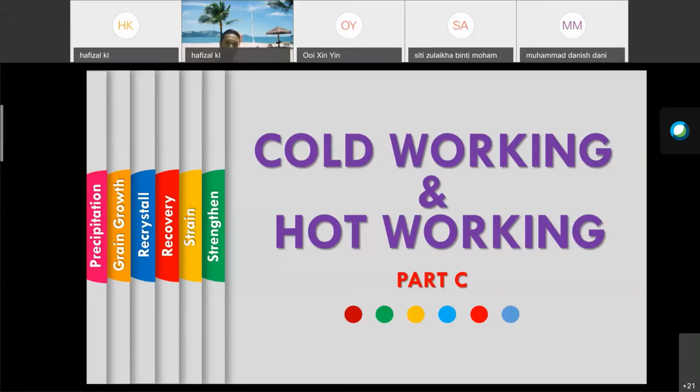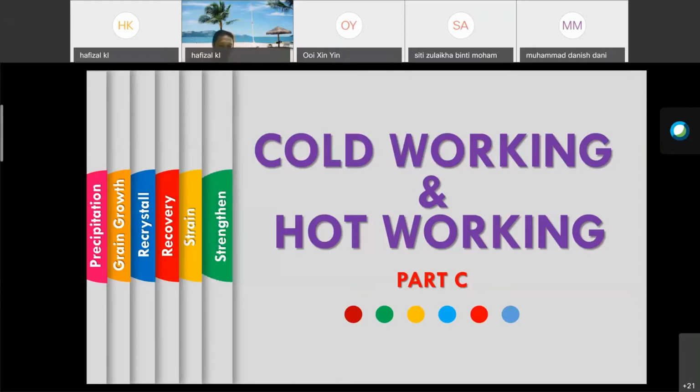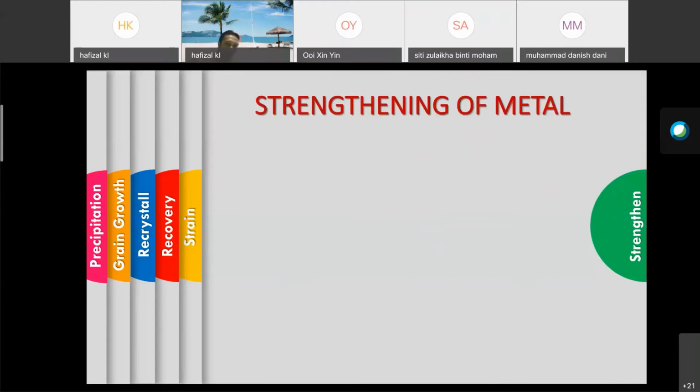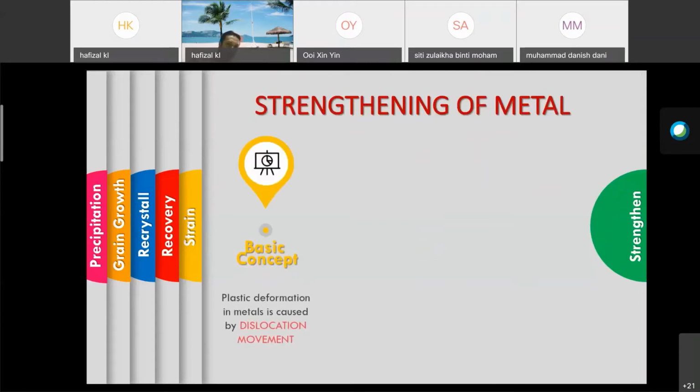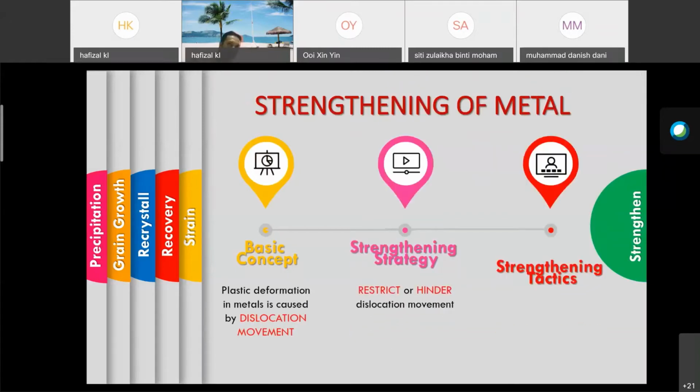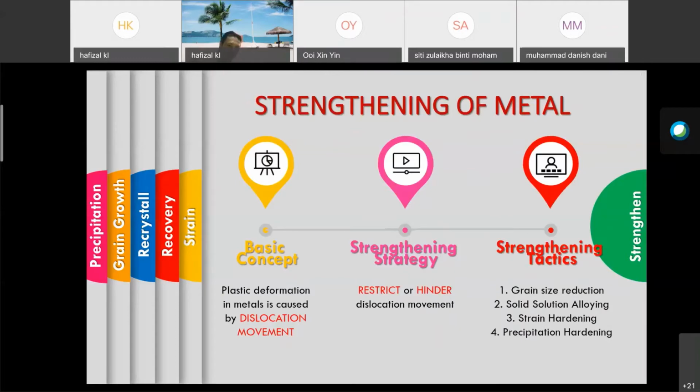Okay, so for today, part C, we will go for cold working and hot working. In this cold working and hot working, actually we will need to have an understanding of several terms that we use.